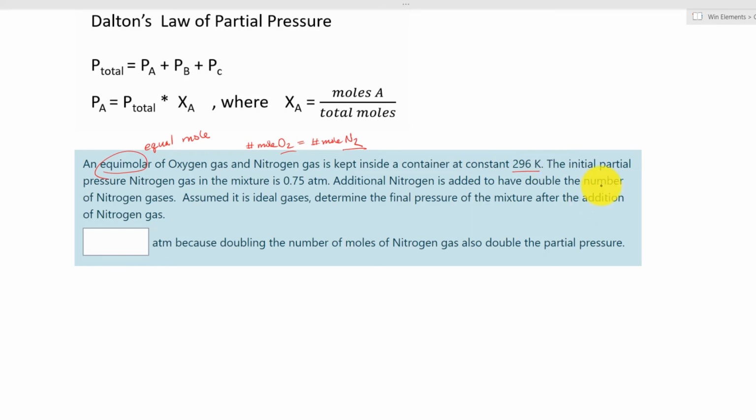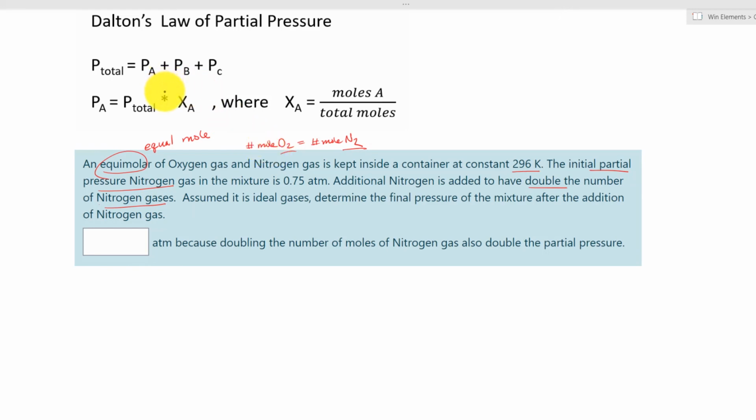And the initial partial pressure of nitrogen gas, so again, read this carefully. The partial pressure of nitrogen is what? 0.75 atm or atmosphere right there. And then they have a condition where additional nitrogen gas is added to have double the number of moles. So in this case, we'll double the number of nitrogen gas. Of course, it's going to be in terms of mole. We are going to double, right?